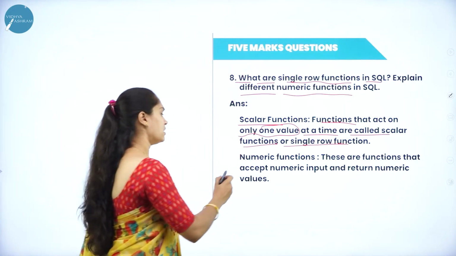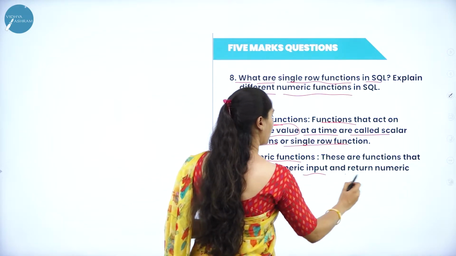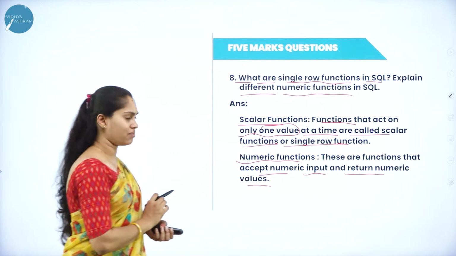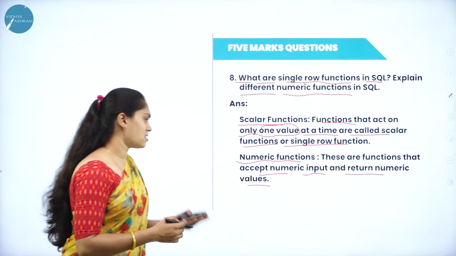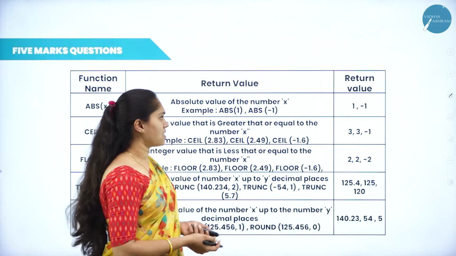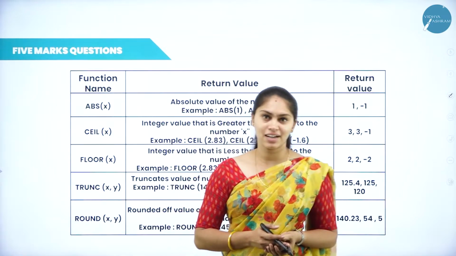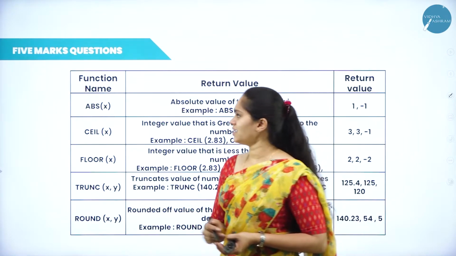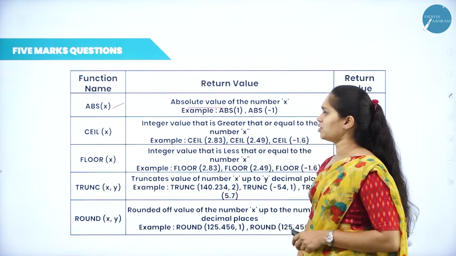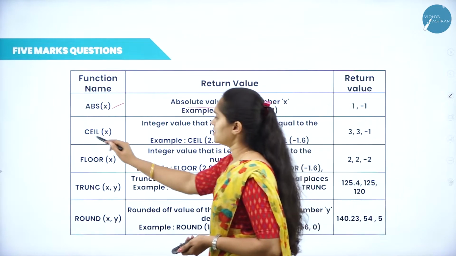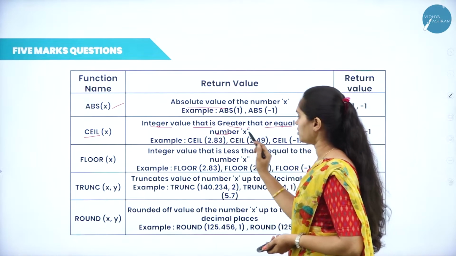Numeric functions accept numeric input and return numeric values. So when we are dealing with numeric functions, they take numeric input and return numeric output itself. Here I have listed the functions related to numeric functions. That includes ABS, which returns the absolute value of a number. Then ceil, which means the integer value that is greater than or equal to the number.